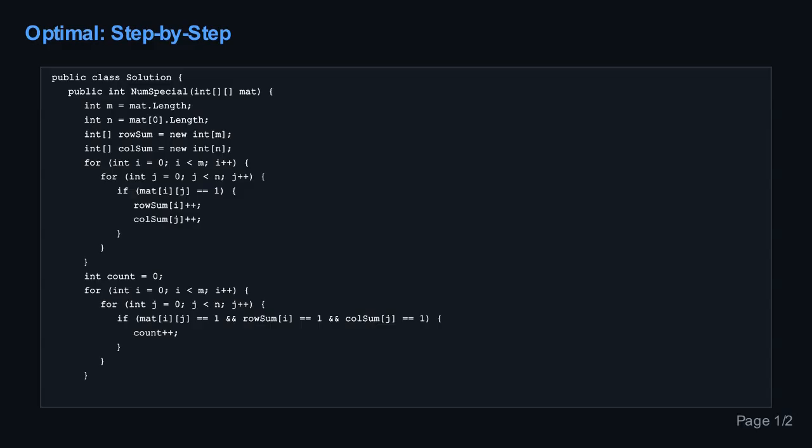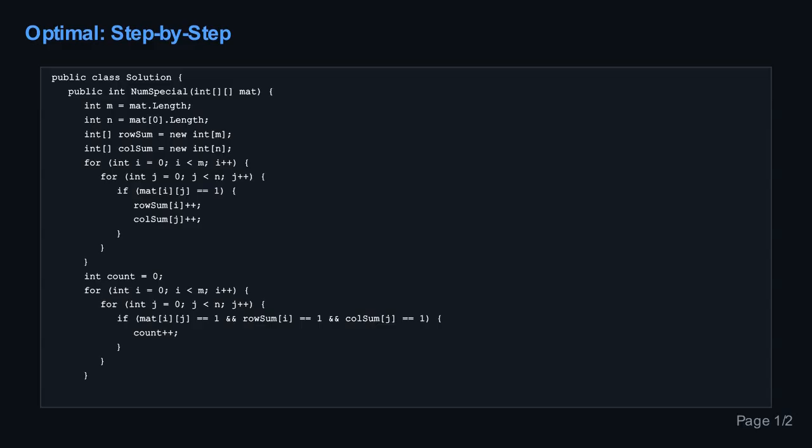Second pass, at 0 0, it's a 1. Is row 0 sum 1? Yes. Is column 0 sum 1? No, it's 2. So, not special. At 1 2, it's a 1. Is row 1 sum 1? Yes. Is column 2 sum 1? Yes. This is special, count becomes 1.